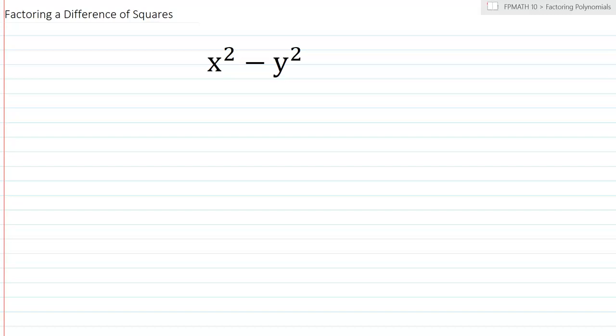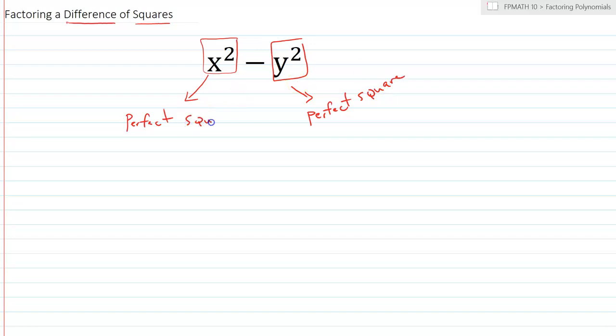Well, I just put down x squared minus y squared to explain what the difference of squares means. Each of these is a perfect square. x squared is a perfect square, and y squared is a perfect square. And this minus sign in between, that's the difference. That's why we call it the difference of two squares.